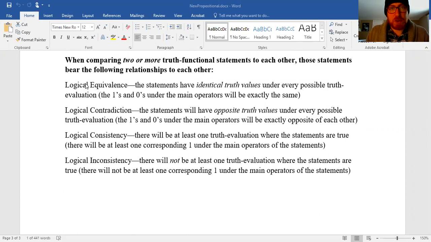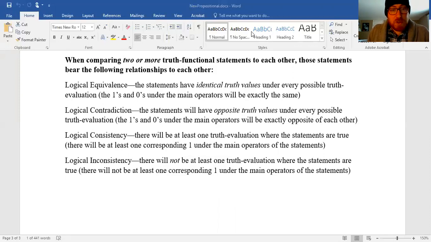Okay, so the first one is logical equivalence. To say that two statements are logically equivalent means that they're going to have identical truth values under every possible truth evaluation. What that looks like when you're comparing the truth tables is that under the main operator, the truth values are going to be identical under all possible evaluations. So if under the main operator of one formula you have true, false, true, true, and under the one you're comparing it to you have true, false, true, true, that would mean those two statements are logically equivalent, okay?